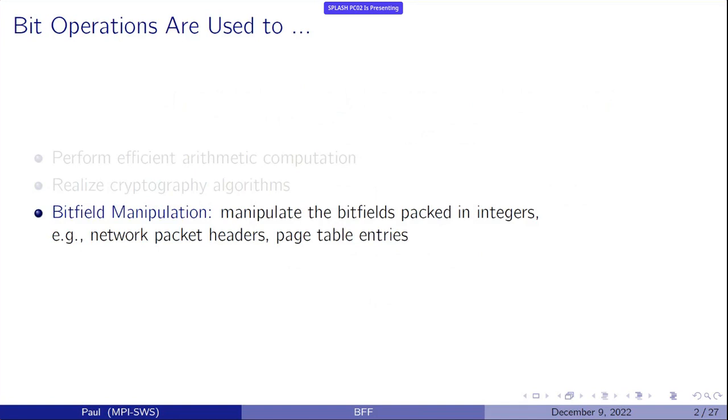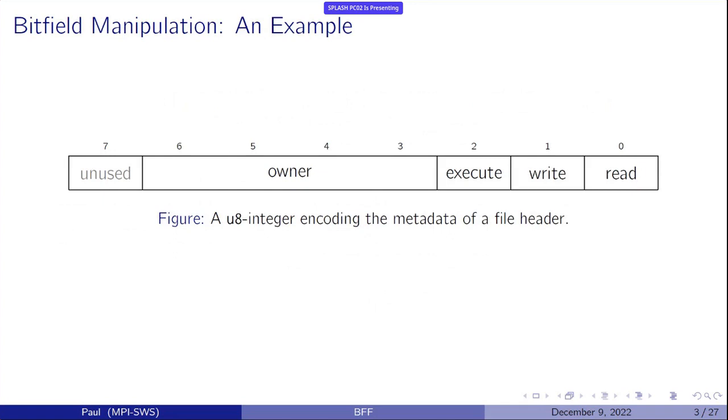And to give you some more concrete understanding of what bitfield manipulation looks like, I'll show you an example. This figure shows the structure of an 8-bit integer that encodes 4 pieces of metadata of a file header, namely the read, write, and execute permission flags, each taking 1 bit, followed by 4 bits that encode the owner of the file. The highest bit is left unused.